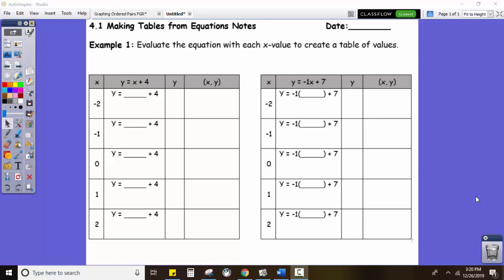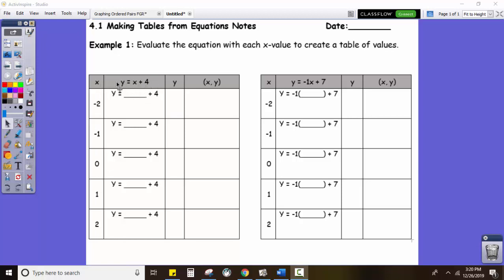Okay, we are going to look at making a table of values. So for the example, it says evaluate the equation with each x value to create a table of values. So here's what you need to know in this table. You have x values that are given to you, and then you have an equation. This is like a function rule.